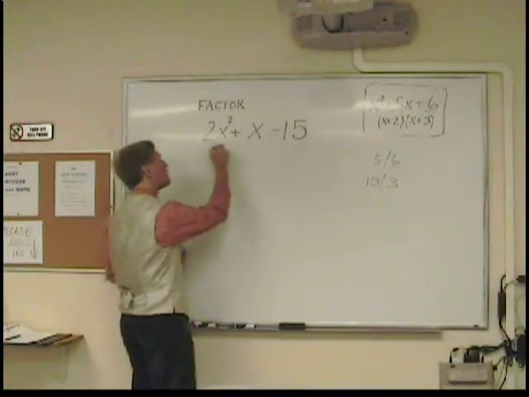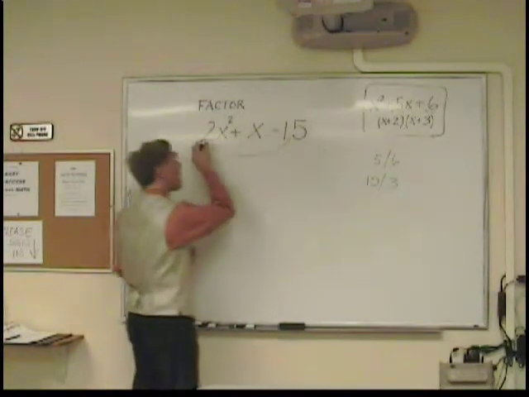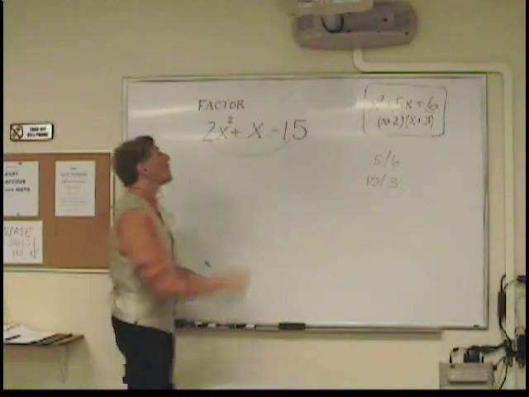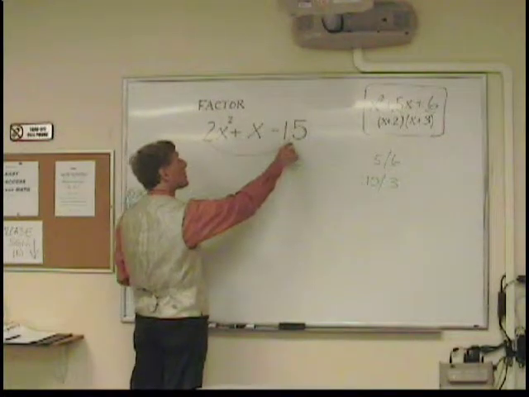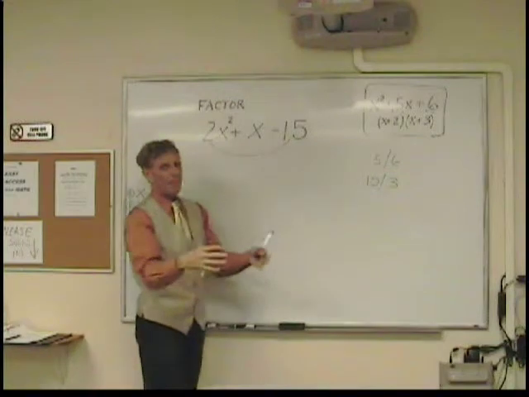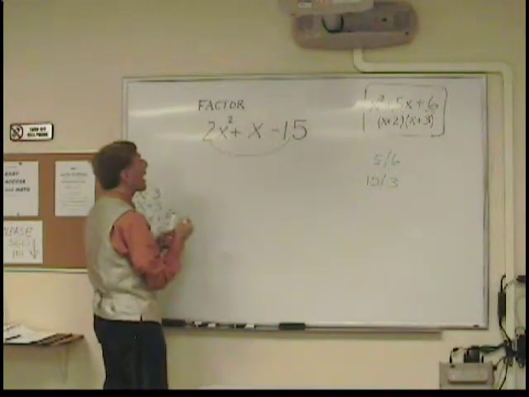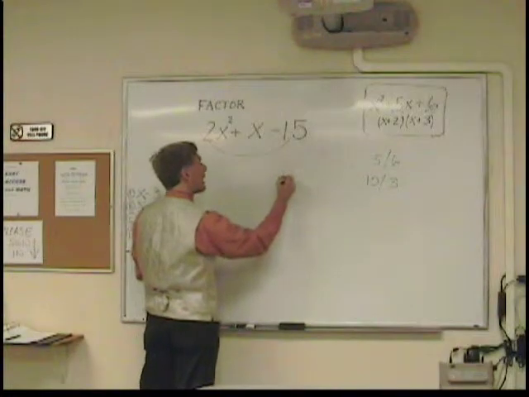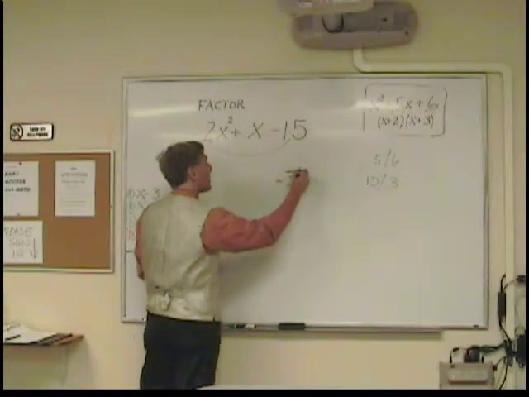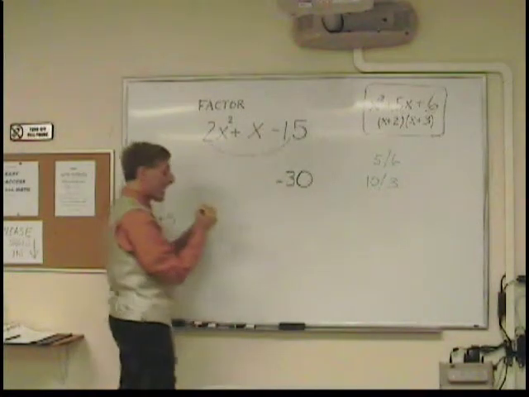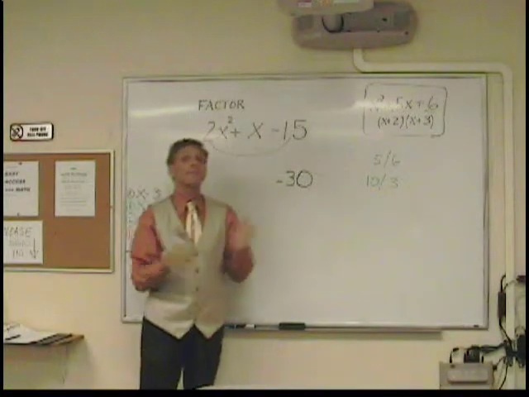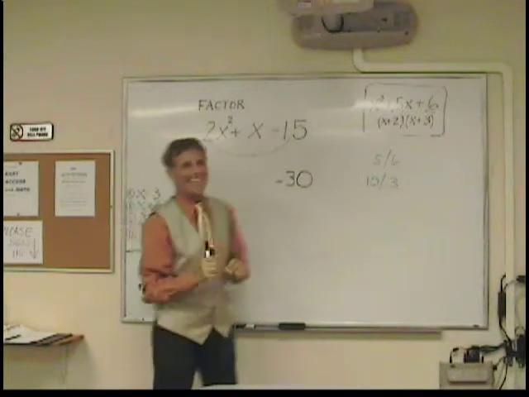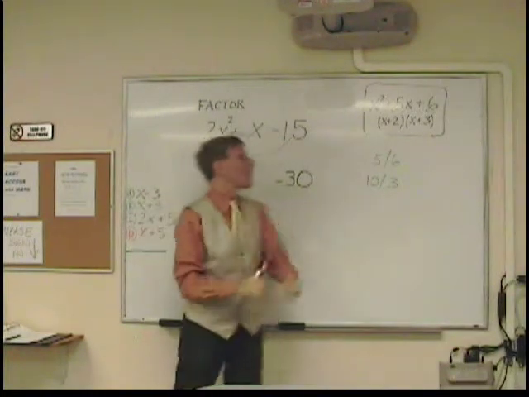So we do the arch method. We connect that number, be it a 2, a 3, a 5, a 7, to the last number at the end, the plain number without a variable. And so I have 2 times negative 15. That gives me a negative 30. And I think of multiples that will multiply to negative 30. Don't worry about that middle number right now. That 2 throws it off.